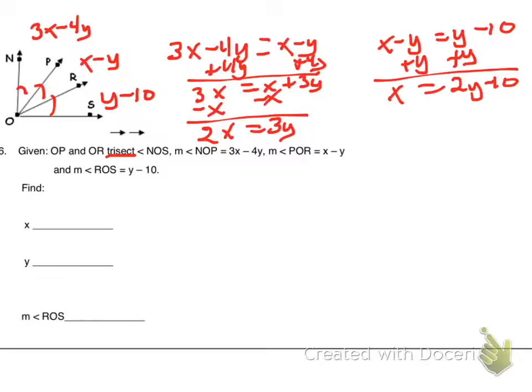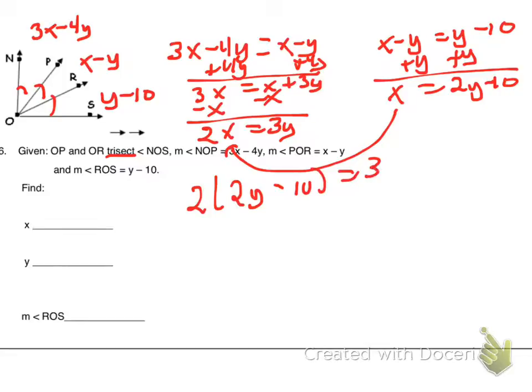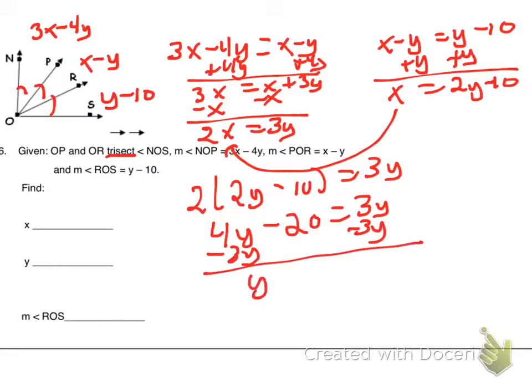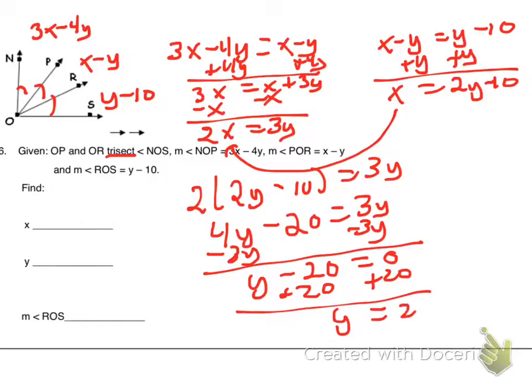All right, so now I know what x is, so I'm simply going to substitute x in. So 2, and then parentheses, 2y minus 10 is equal to 3y. 4y minus 20 is equal to 3y. All right, so I'm going to subtract 3y from both sides. So I get y minus 20 is equal to 0. Add 20 to both sides, and I get y is equal to 20. So I know what y is. Y is 20.